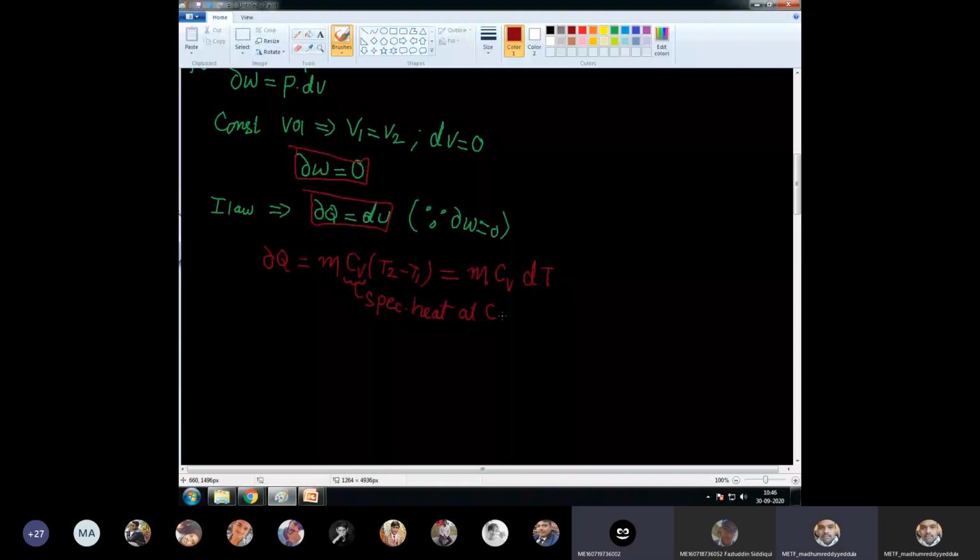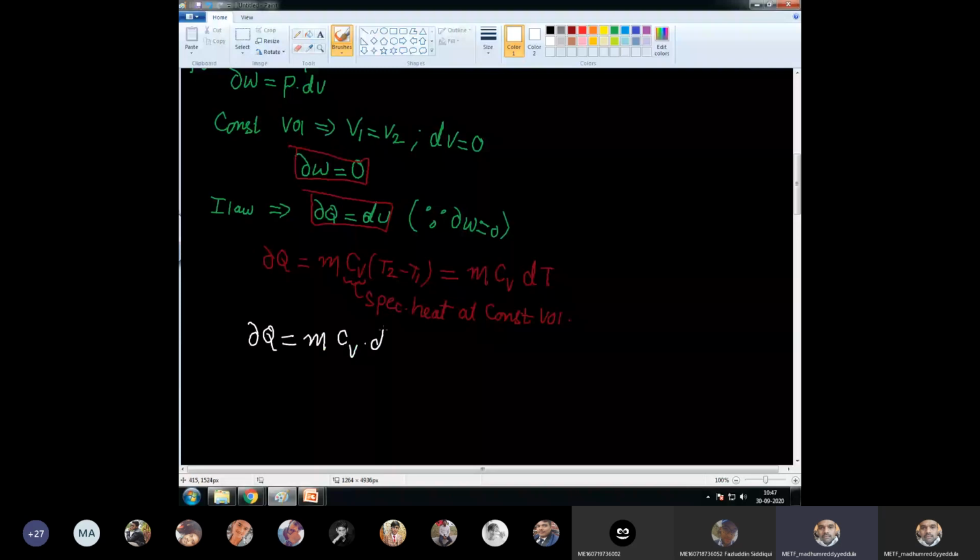So the amount of heat required to increase the temperature by 1 degree at a constant volume. Specific heat at constant volume can be defined as the amount of heat required to raise the temperature of a mass by 1 degree centigrade when it is taking place at constant volume. Therefore, dou Q can be written as M into Cv into dT.